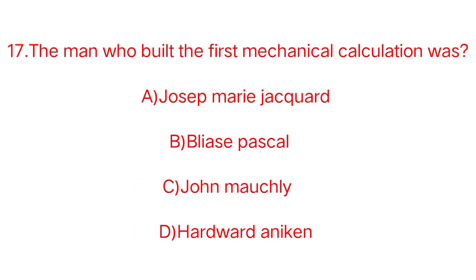17. The man who built the first mechanical calculation was A. Joseph Marie Jacquard, B. Blaise Pascal, C. John Mauchly, D. Hertward Aniken. Answer is B. Blaise Pascal.